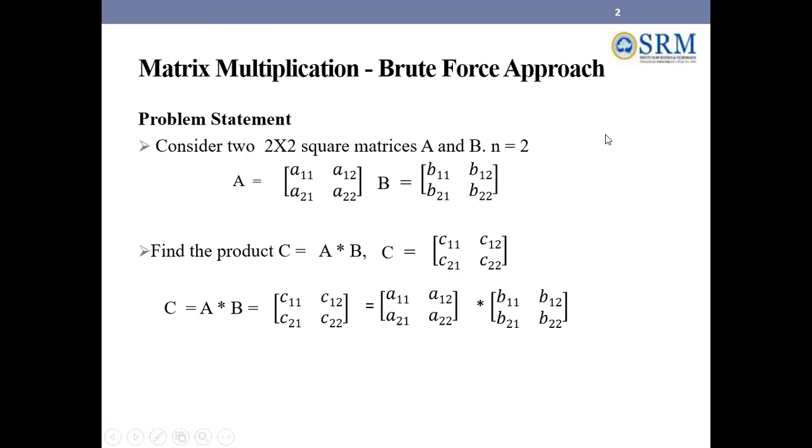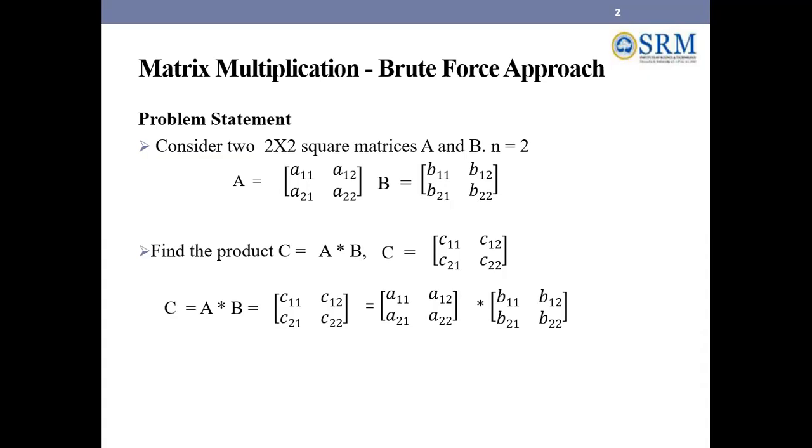Here, the input is two matrices, A and B. A is multiplied with B, the result is stored in another matrix C. So find the product C equals A star B. A, B and C are two-dimensional square matrices. Here in this example, I am taking 2 cross 2 square matrices.